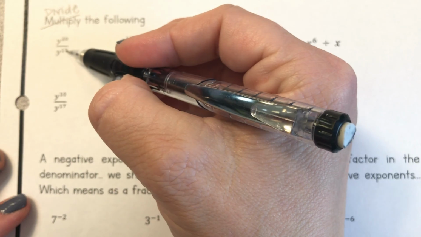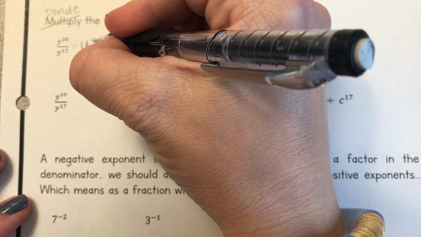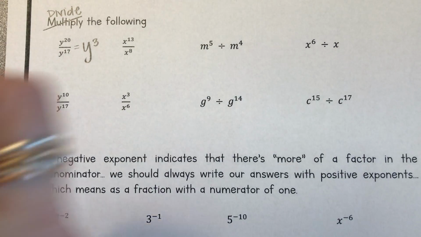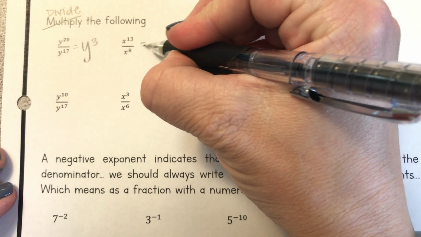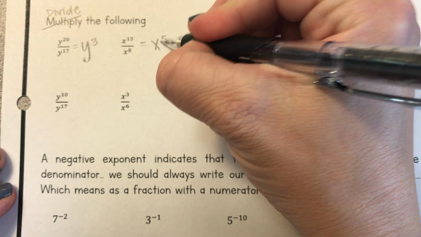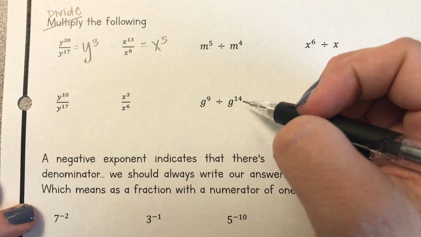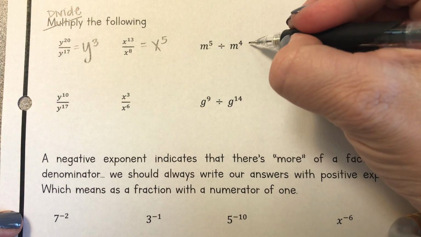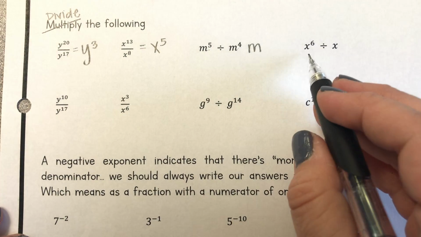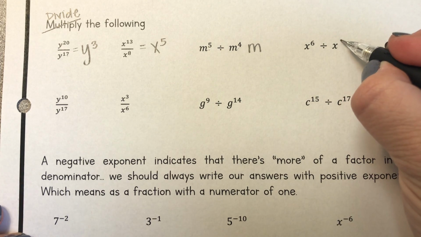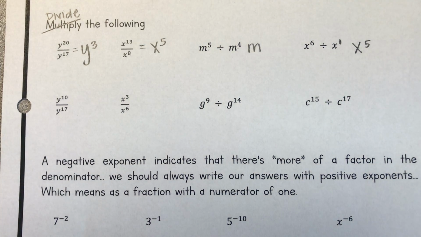Okay, so y to the 20th over y to the 17th, 20 minus 17 is y to the third. X to the 13th over x to the 8th, 13 minus 8 is x to the 5th. M to the 5th over m to the 4th, right, divided by, is just m, or m to the first power. X to the 6th over x, 6 minus 1 would be x to the 5th power.